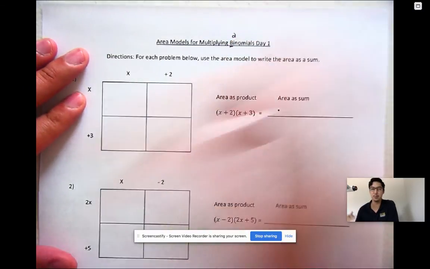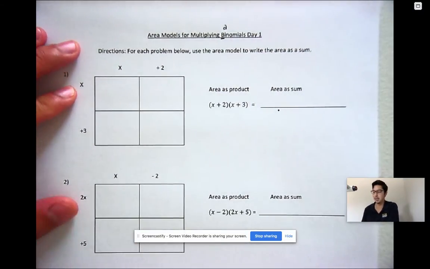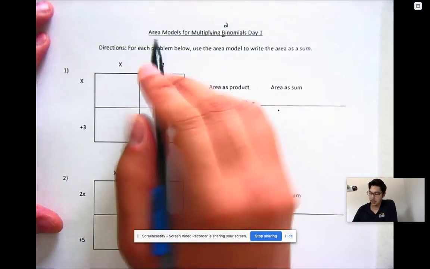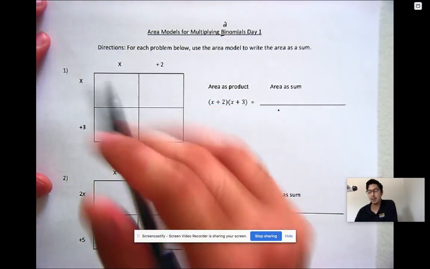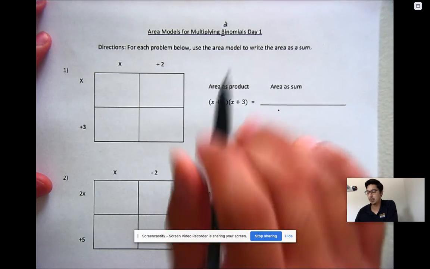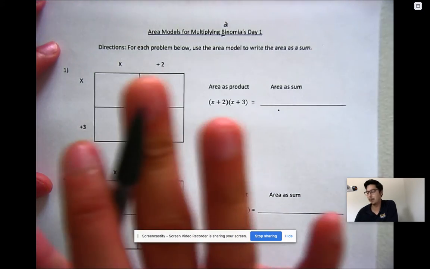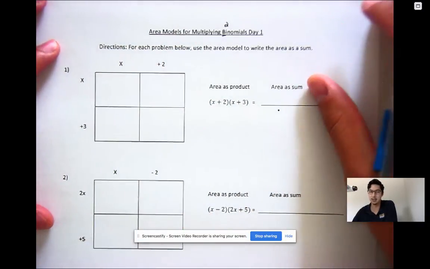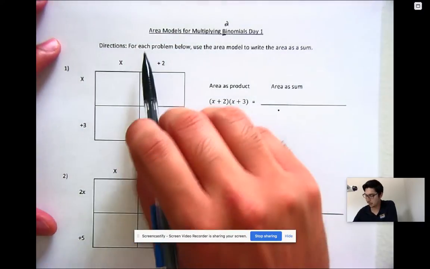So what happens is we're multiplying 2 things, and it just gets a little bit abstract. So we're going to use something called area models, which I think most of you have seen before, but if not, I'll explain it. And we're going to spend 2 days on this. So if you don't get it today, do your best, look at the mistakes you make, and then we'll look at it again the next day.